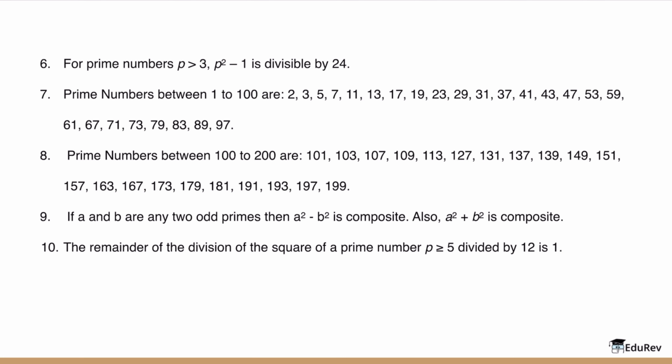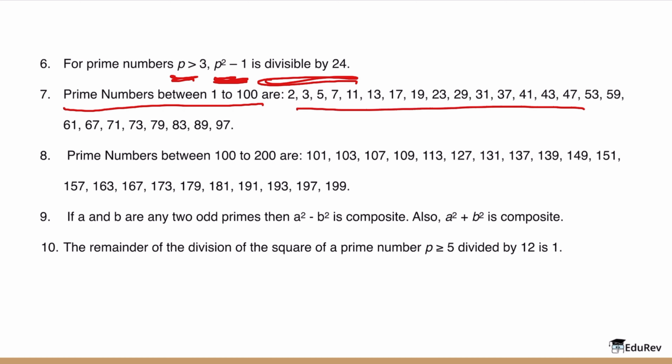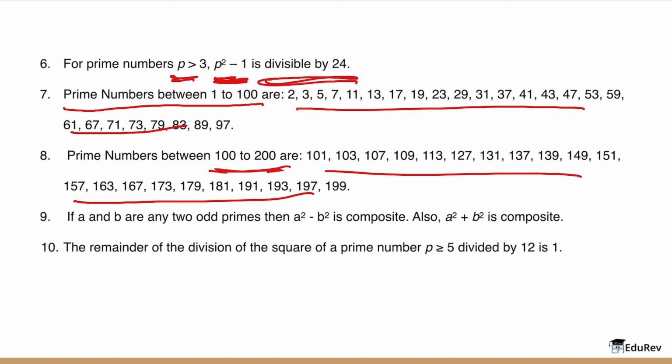Then it says that for prime numbers that are greater than 3, the square of that prime number minus 1 is divisible by 24. Next, all the prime numbers between 1 to 100 are these, prime numbers between 100 to 200 are these, and properties 9 and 10 are very, very important.